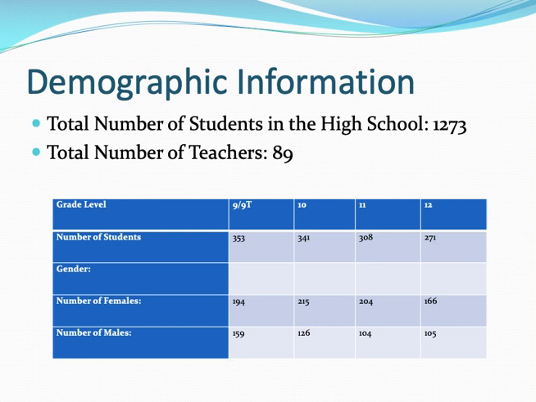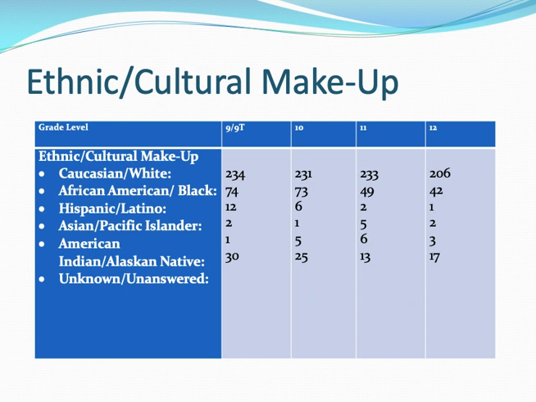Our number of females to males, there's a few more females than males, except in 11th grade, there's about 100 more females than males. We have mostly a Caucasian or white population. African American, Black following up right there. Hispanic, Latino, very few, and very few other.